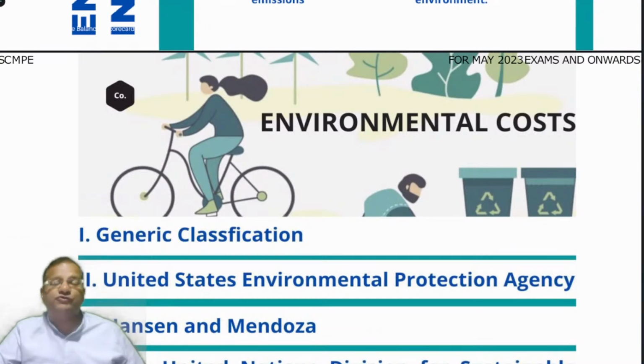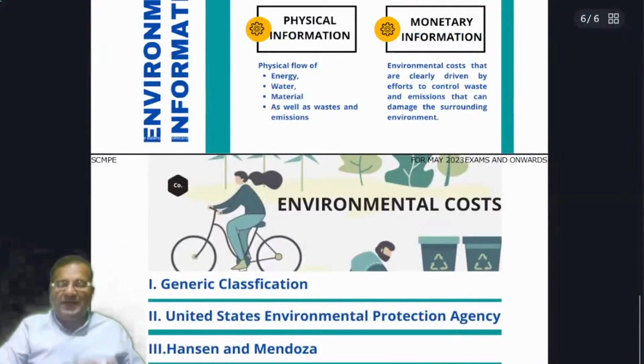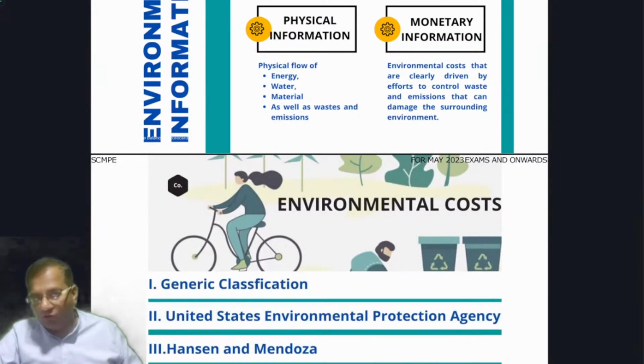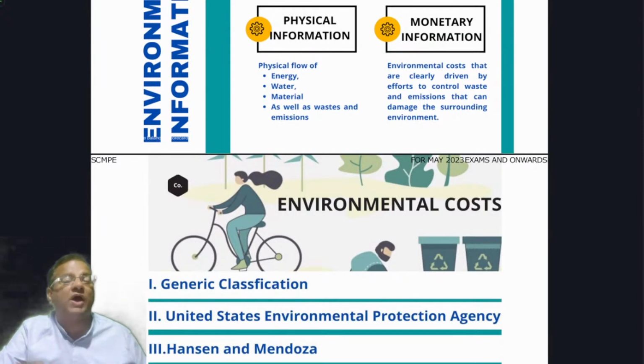Okay, very good, beta. We have studied that topic in chapter number 2, cost of quality. Cost of quality is bifurcated into 4 parts, and now these two authors named Hanson and Mendoza have classified the same in environmental management cost also. Okay, and the last definition is given by United Nations Division for Sustainable Development. As a student, you must be familiar with all the 4 views given in the study material regarding the environmental cost. So let's start the generic classification of environmental cost.